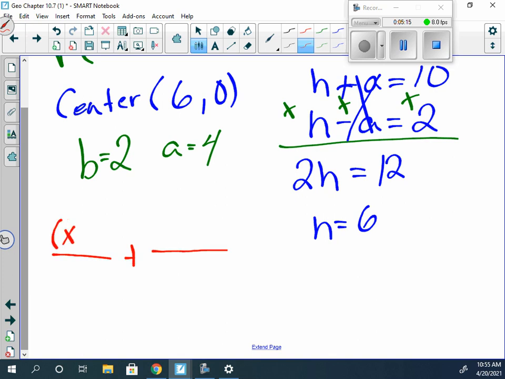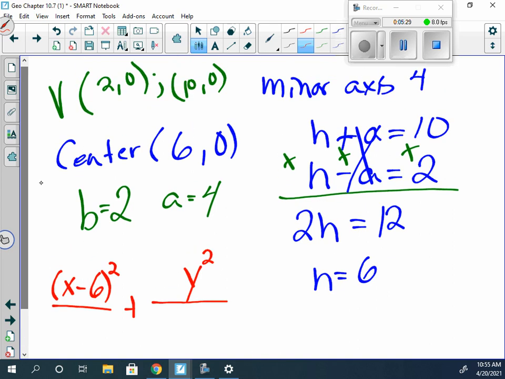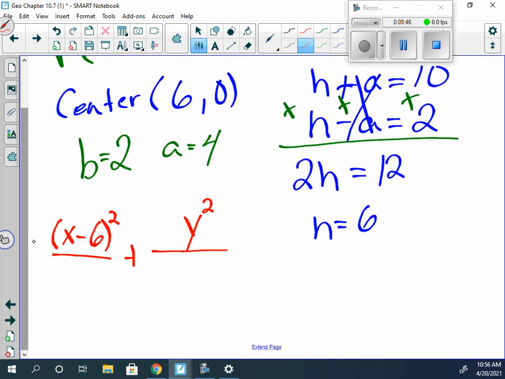x minus what? Squared. Now the other one we're going to have y minus, we can just put y squared. Now, major axis is going which direction? With the x or with the y? Because where did we get x? We got it from the 2 and 10, which are connected with the x. So it's going to go along the x, and our value of a is 4. 4 squared is? B is going to be 2.